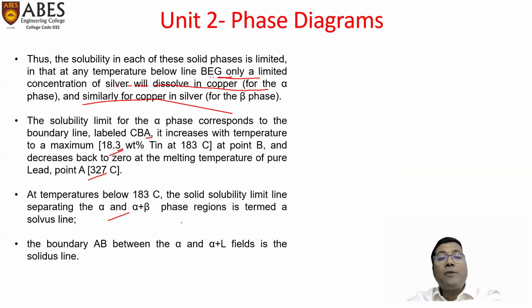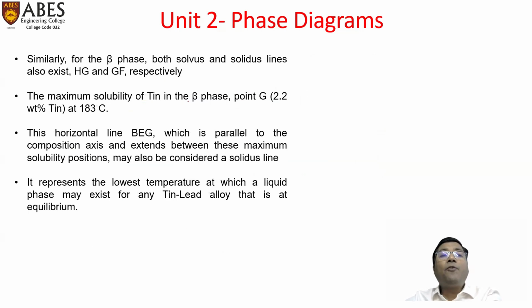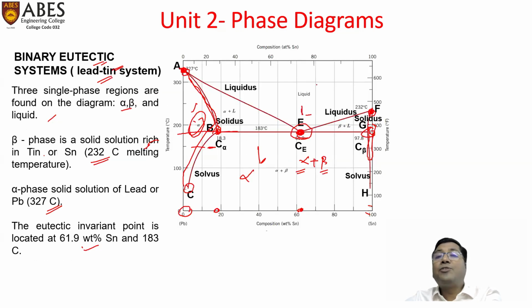The boundary AB between the alpha and alpha plus L fields is the solidus line that we have discussed. Similarly, for the beta phase, both solvus and solidus lines also exist, HG and GF. So HG and GF, these two lines are for beta phases.